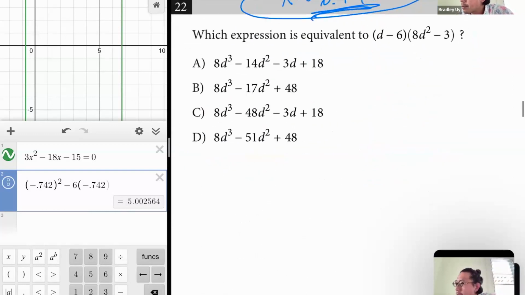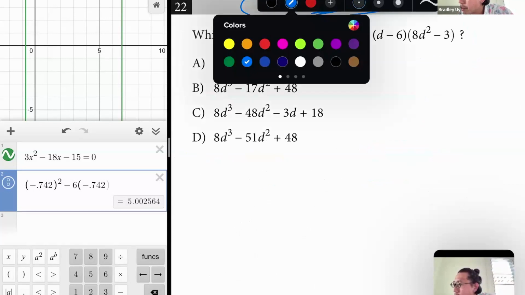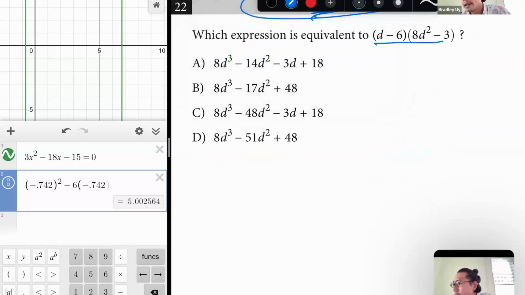You can use Desmos for this, but for the sake of time, I am just going to show you how to do this by taking this and foiling it. But to do it on Desmos, you would first change the d's to x's because it needs to go into Desmos. And after that, you would see which of these is equivalent, okay? Which has the exact same graph.